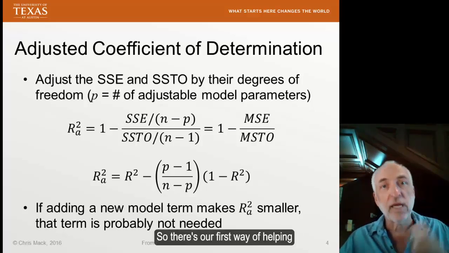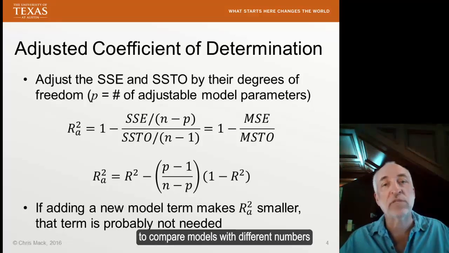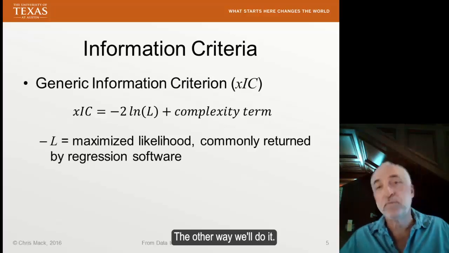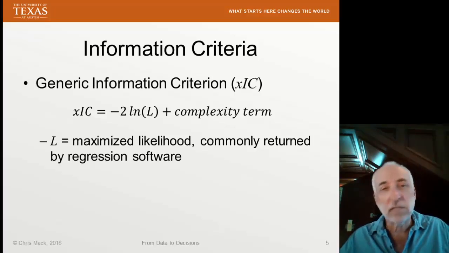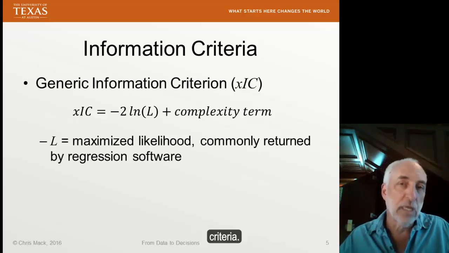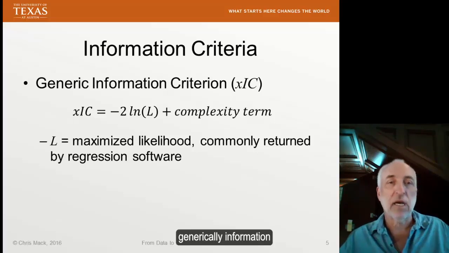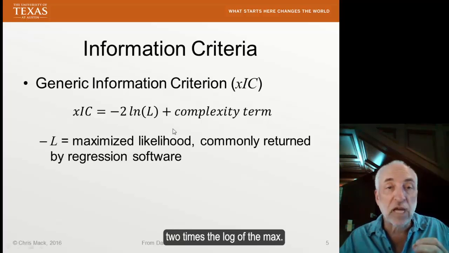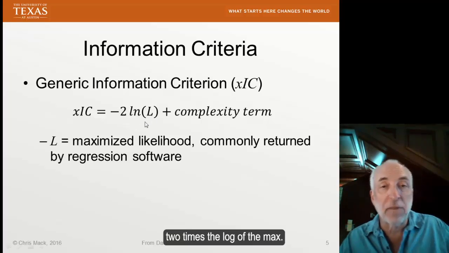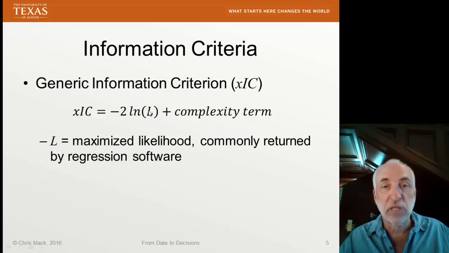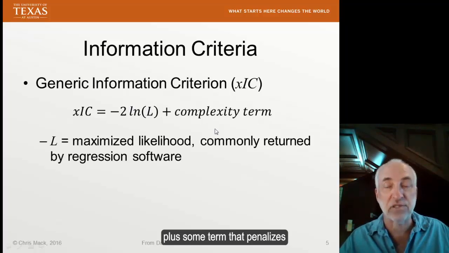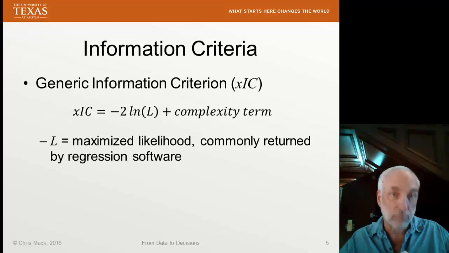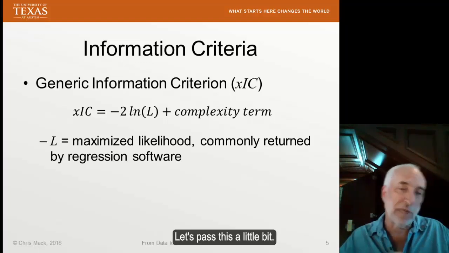So here's our first way of helping to compare models with different numbers of parameters. The other way we'll do it, and really a better way, is something called the information criteria. Generically, an information criteria is minus 2 times the log of the maximized likelihood plus some term that penalizes our model for being overly complex.